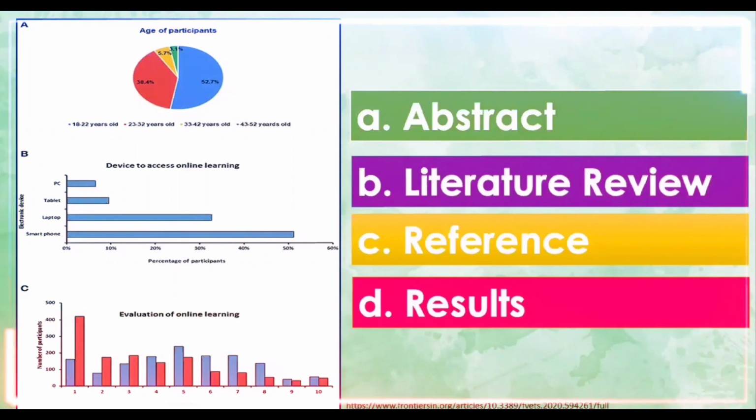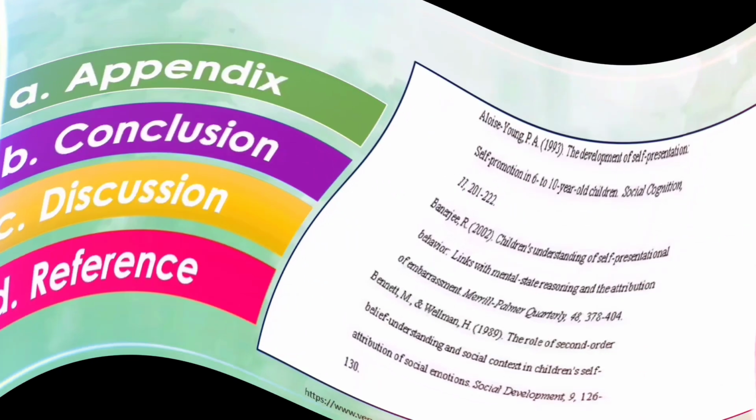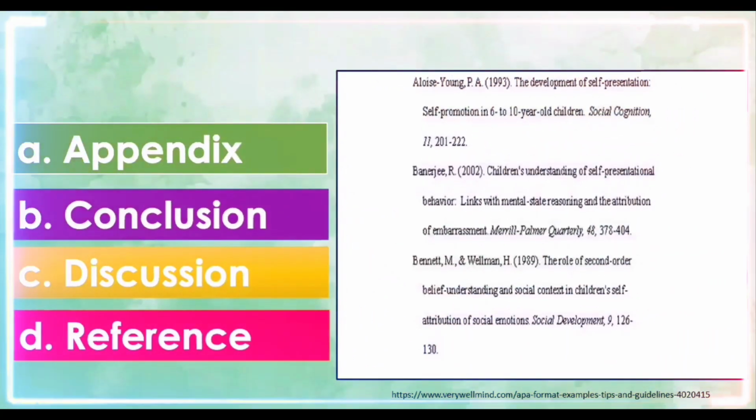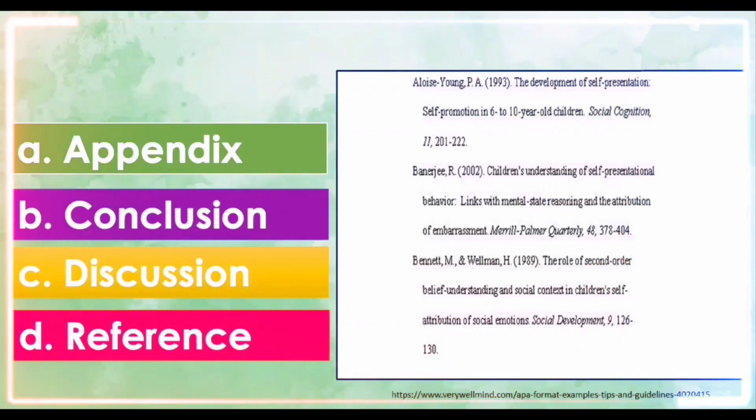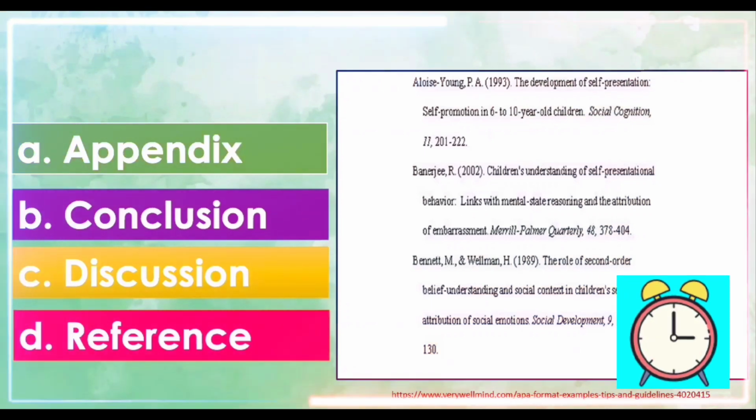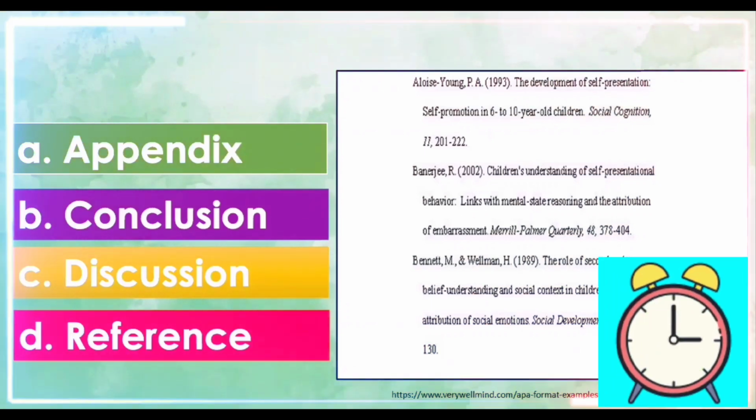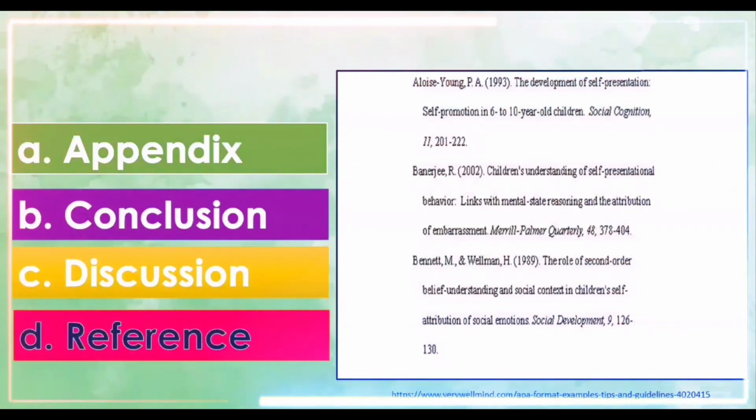The correct answer is D. Results. Number 2. This data is from the website of Very Well Mind, and this is an example of A. Appendix, B. Conclusion, C. Discussion, D. Reference. And the correct answer is D.